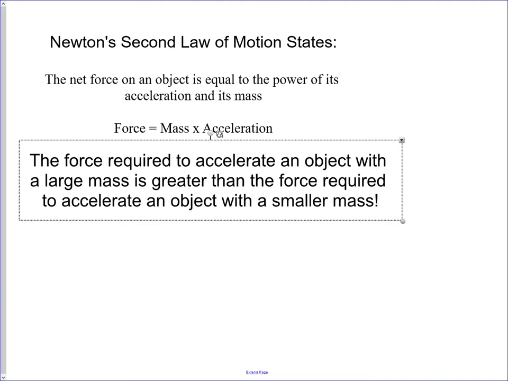So as we're looking at this, the simplified version of it, or the easier way to digest it, is saying that the force required to accelerate an object with a large mass is greater than the force required to accelerate an object with a smaller mass. Okay, so you're going to need more force when you're dealing with something that's larger than you are if you're dealing with a smaller object, something that has a smaller mass.